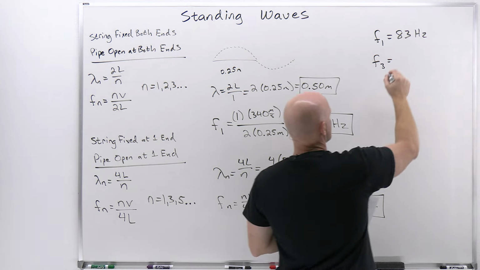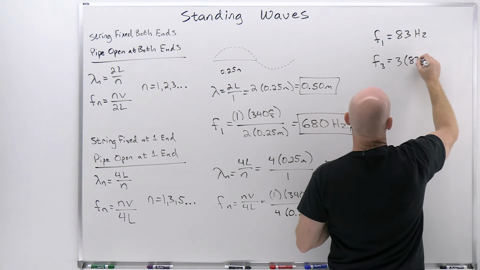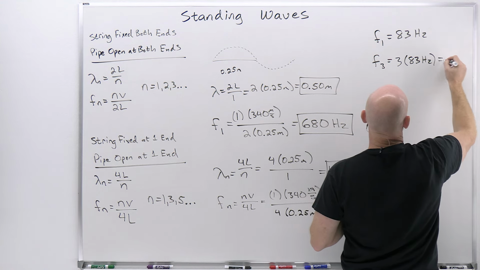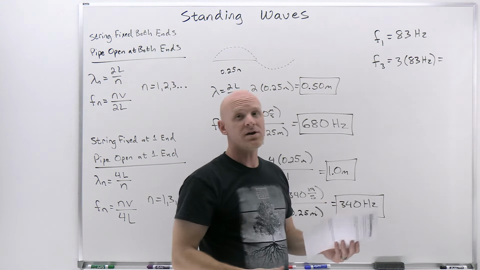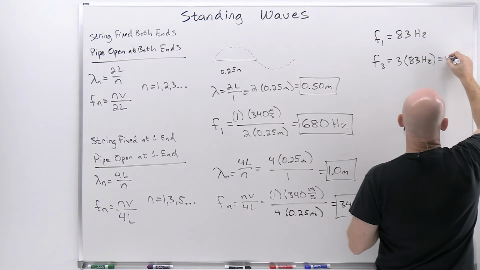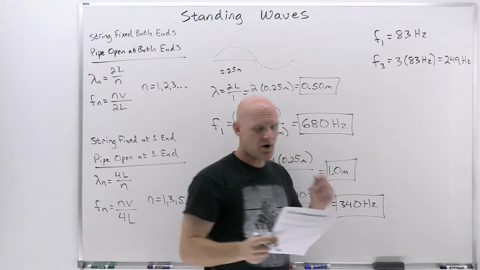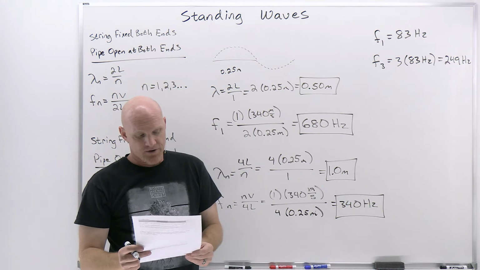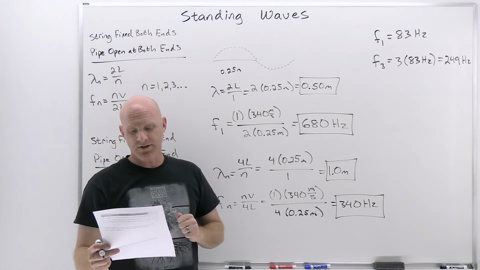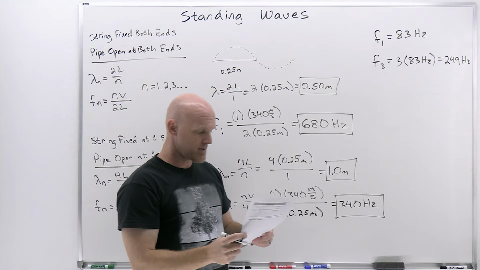And so if you realize that, you could just say it's 3 times that 83 hertz. So in this case, 3 times 80 is 240, and 3 times 3 is 9. So it's going to be 249 hertz for that third harmonic. And then finally, the question says, if the speed of sound in air is 340 meters per second, what is the wavelength of the third harmonic?